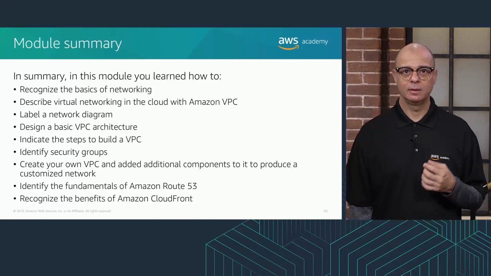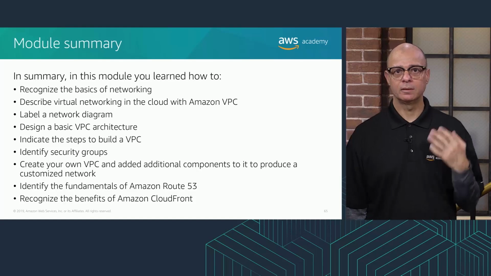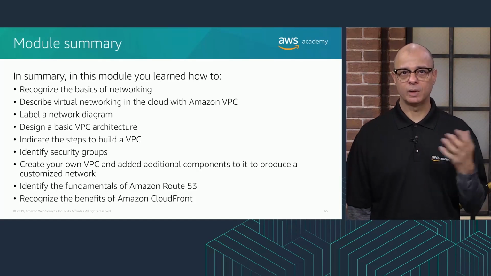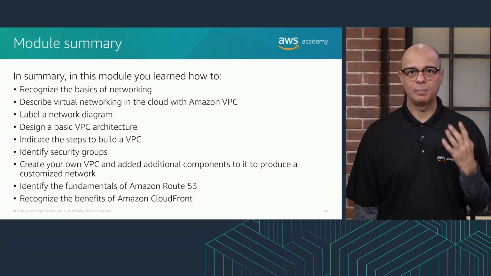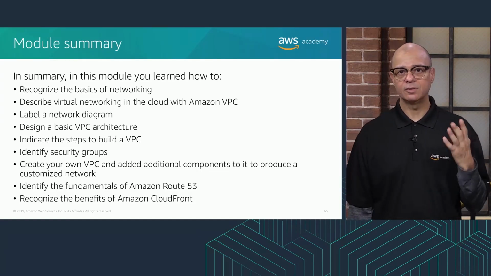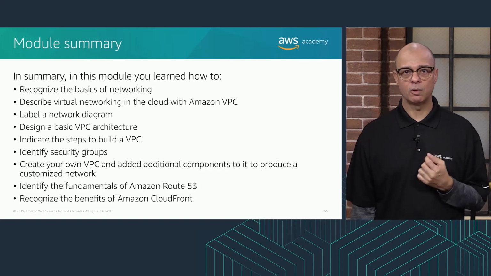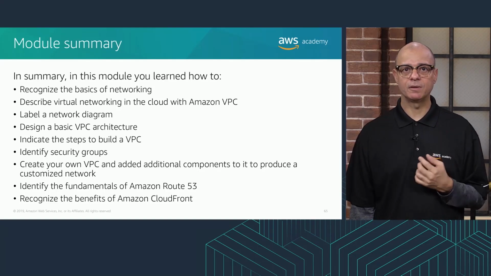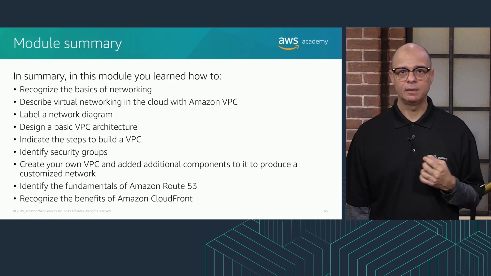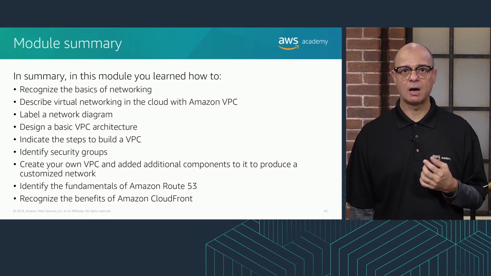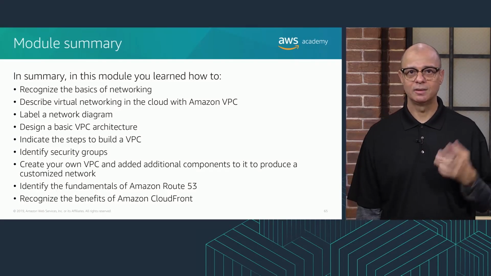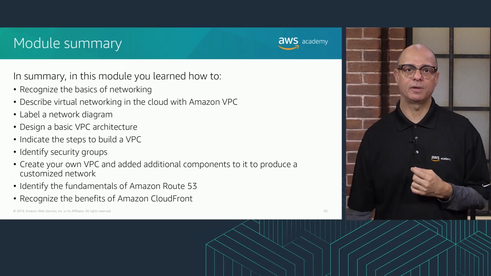It's now time to review the module and wrap up with a discussion of a practice certification exam question. In this video, you learn how to recognize the basics of networking, describe virtual networking in the cloud with Amazon VPC, design a basic VPC architecture, list the steps to build the VPC, identify security groups, create your own VPC, describe the fundamentals of Amazon Route 53, and explain the benefits of Amazon CloudFront as a content distribution network. Great work. Let's look at a sample certification question.